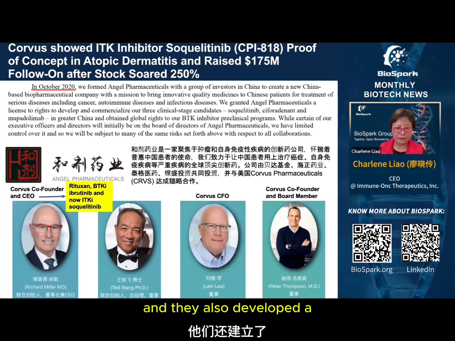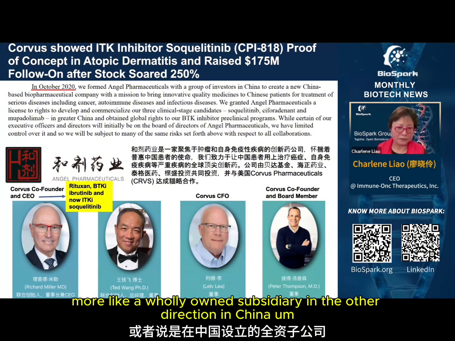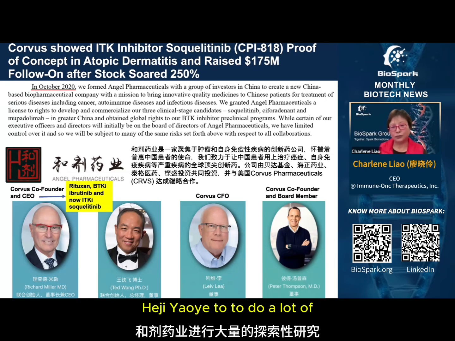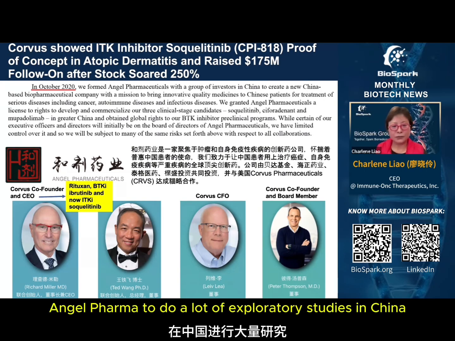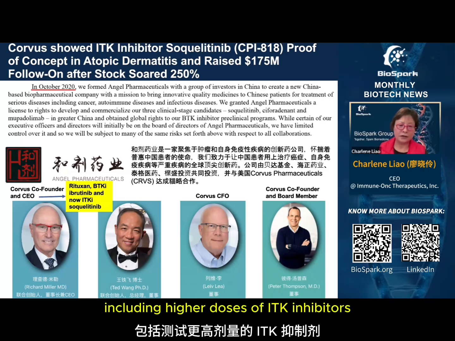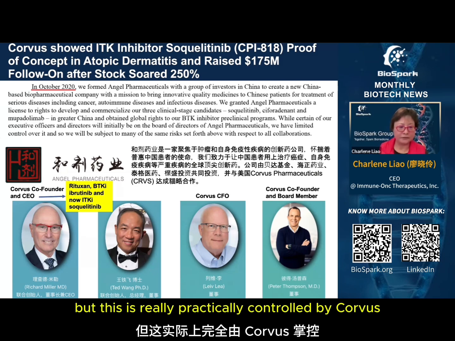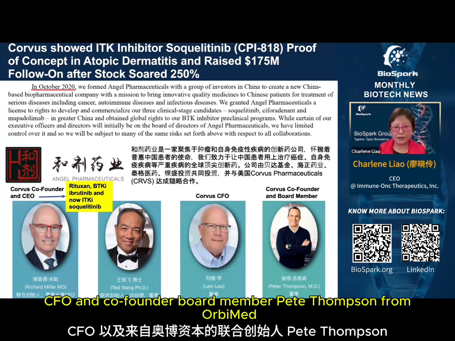And they also developed more like a joint venture, more like a wholly owned subsidiary in the other direction in China, which is Angel Pharmaceuticals. They allow Angel Pharma to do a lot of exploratory studies in China, including higher dose of ITK inhibitors. But this is really practically controlled by Corvus, including its CEO, CFO, and co-founder, board member, Pete Thompson from OBMed.